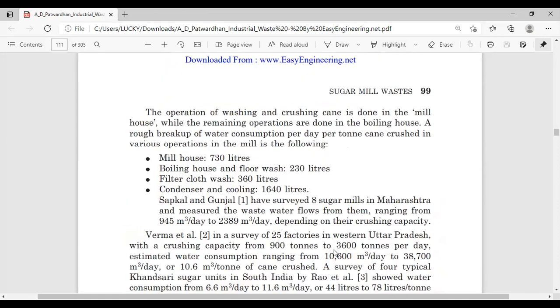Here, the operation of washing and crushing cane is done in the mill house, while the remaining operations are done in the boiling house. A rough breakup of water consumption per day per ton of cane crushed in the various operations in the mill is the following. Mill house 730 liters, boiling house and floor wash 230 liters, filter cloth wash 360 liters, condenser and cooling 1640 liters.